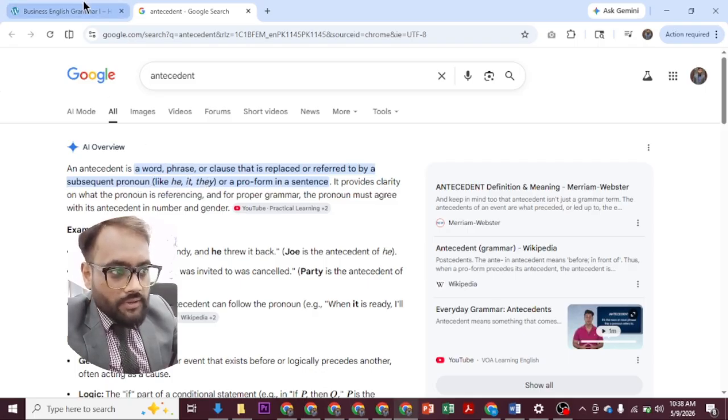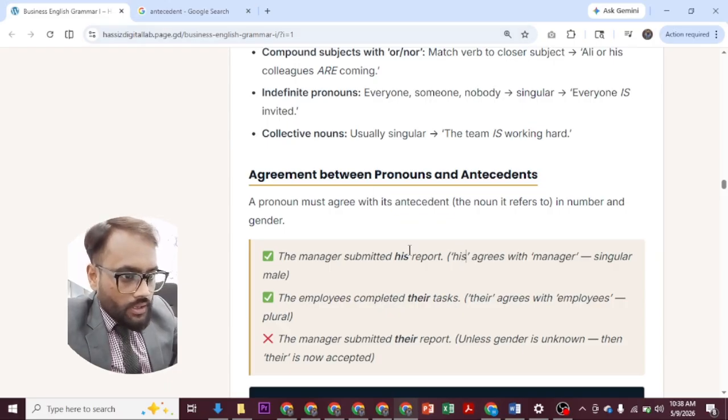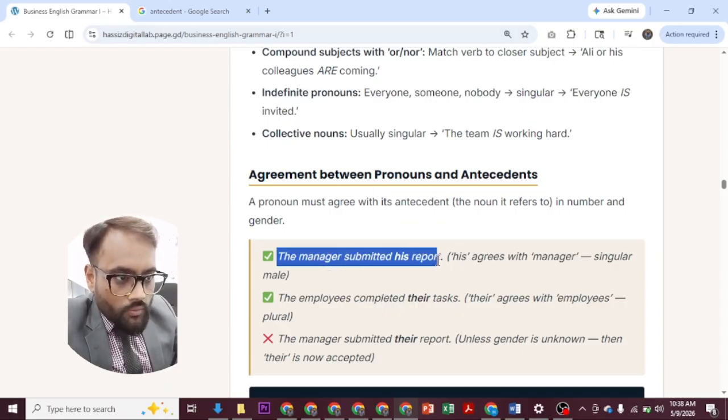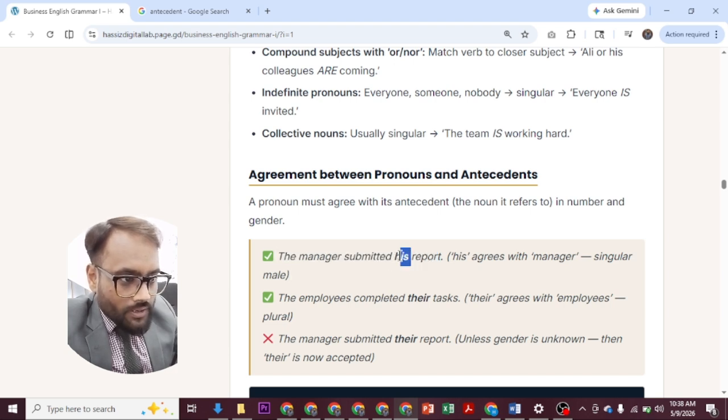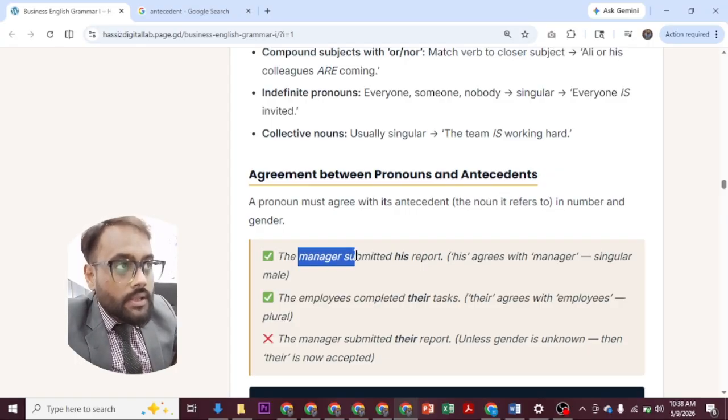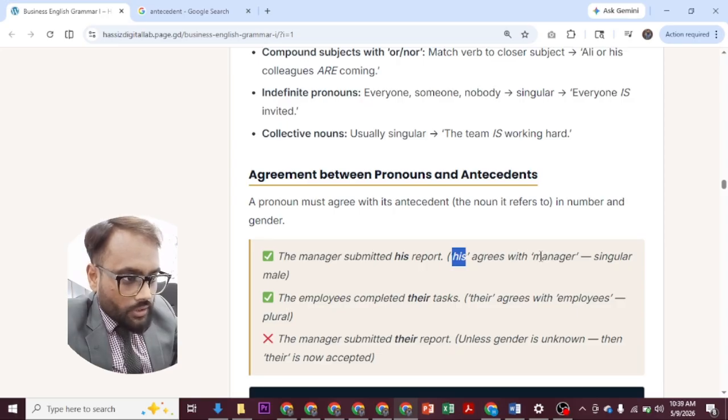Let's see with the help of an example. The manager submitted his report. Over here "his" is replacing the manager, and the manager is the antecedent. So "his" agrees with manager; it's talking about the manager, singular male.